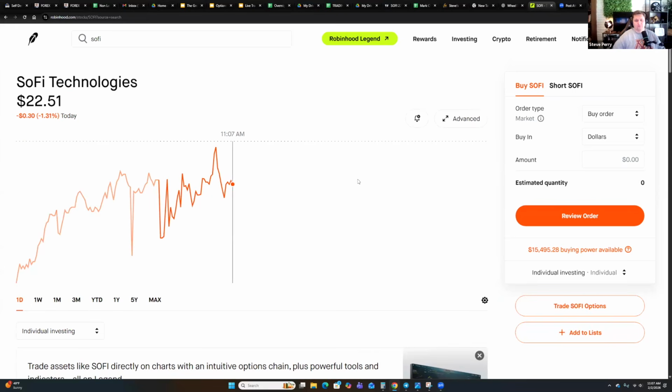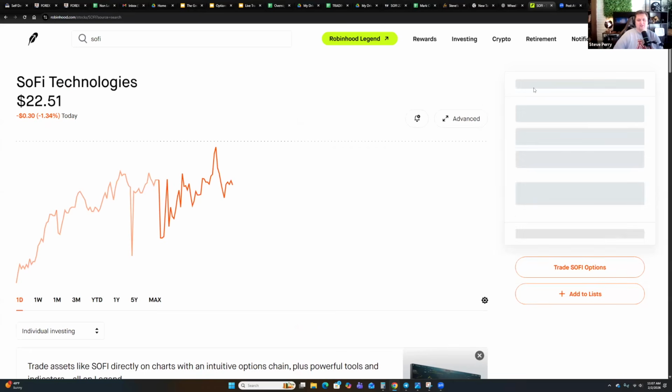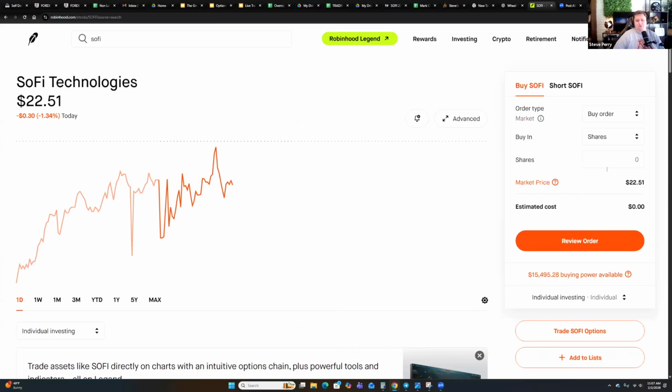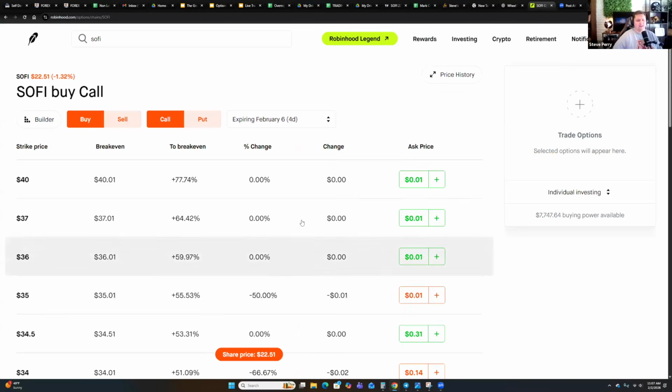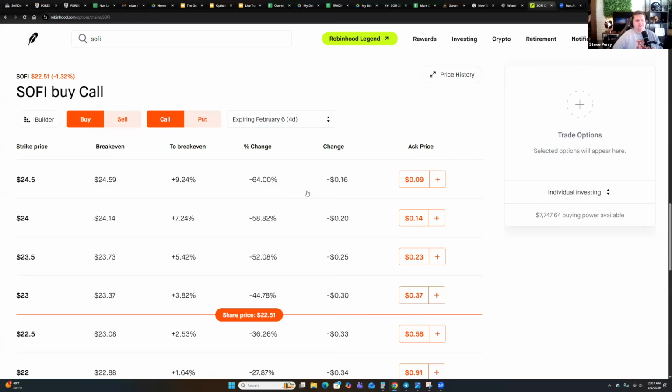Well, first of all, how do you just buy and sell the stock? If you wanted to buy shares, you would come over here on Robinhood and click buy, or you can click short, and put in the number of shares. Right now, SoFi is trading for $22.51 per share. If you wanted to trade options, you would click this button that says trade SoFi options. You'd click that, and then you could change what you wanted to do.